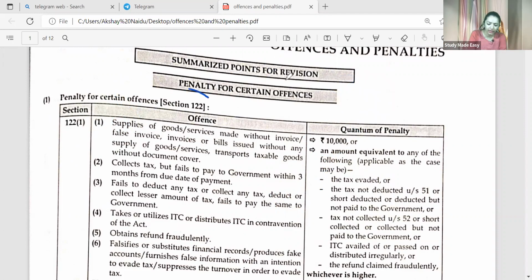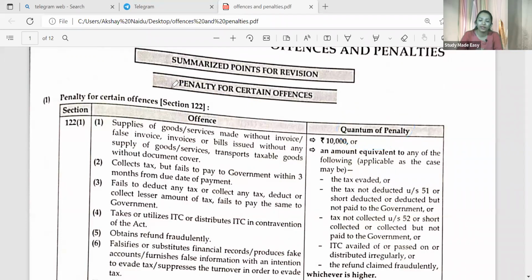Now, when it comes to section 122, ma'am, what has been given in section 122? If you want to learn this chapter, one of my videos is already uploaded. There are 3 parts of offense and penalty where you will learn this. If you are a student who is unable to understand Hindi properly, for them I am recording this in English. Section 122 will tell the offenses, and this is the quantum of penalty.